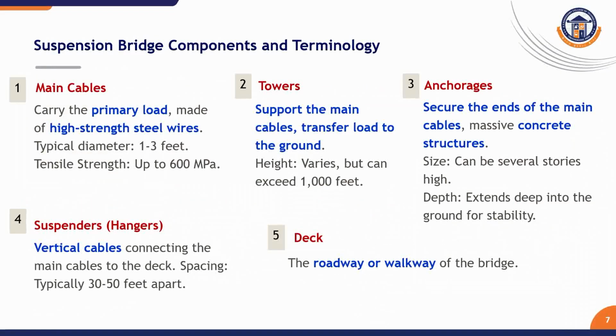Some of the components of suspension bridges. There are 5 basic components. First, the main cables that carry the primary loads and are made from high strength steel. Then we have the towers, which support the cables and transfer the load to the ground. Anchorages at both ends secure the cables and are embedded deep into the ground. Suspenders connect the main cables to the deck. And finally, the deck is where the vehicles and the people travel.